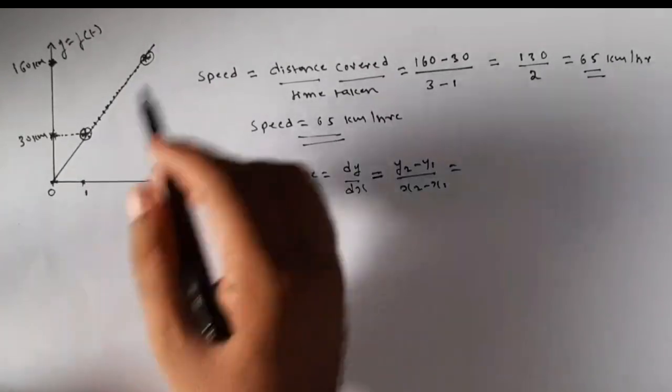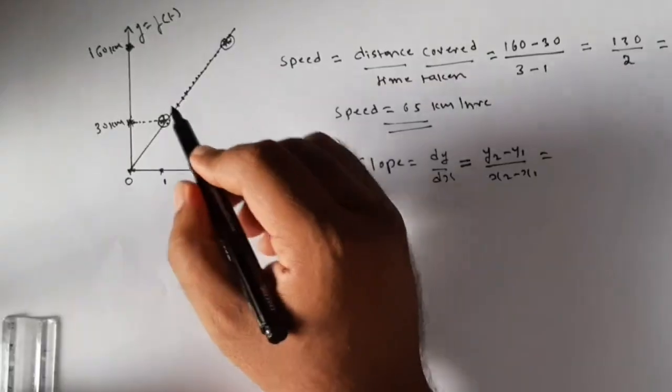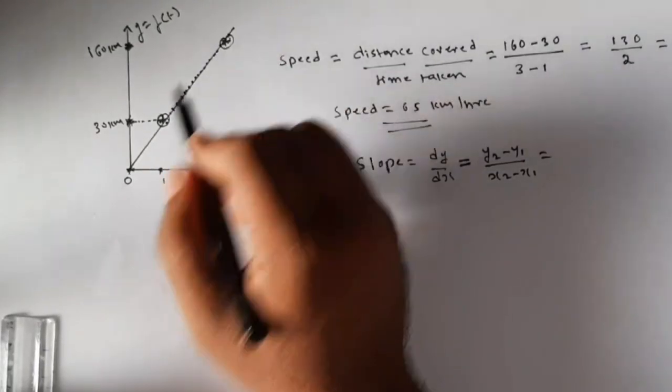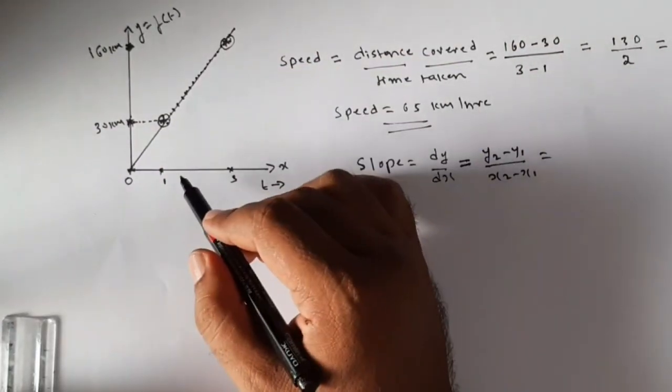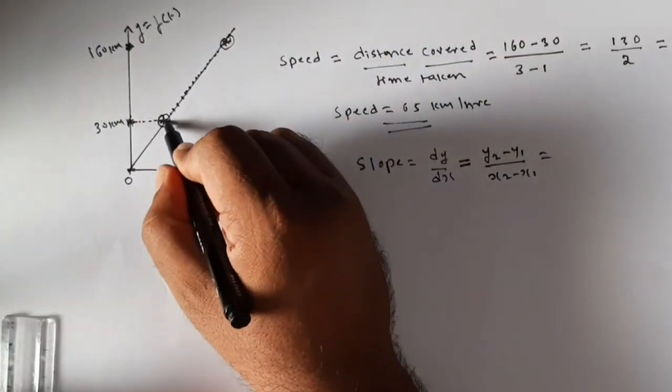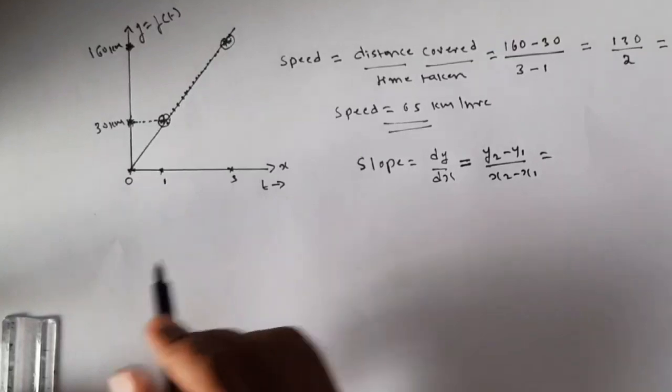In this example, we found the speed from this position to this. Now let us find the slope of this straight line from this point to this. So this is the formula.